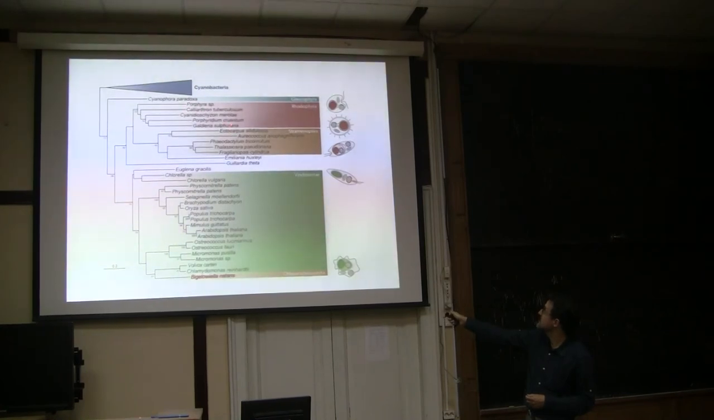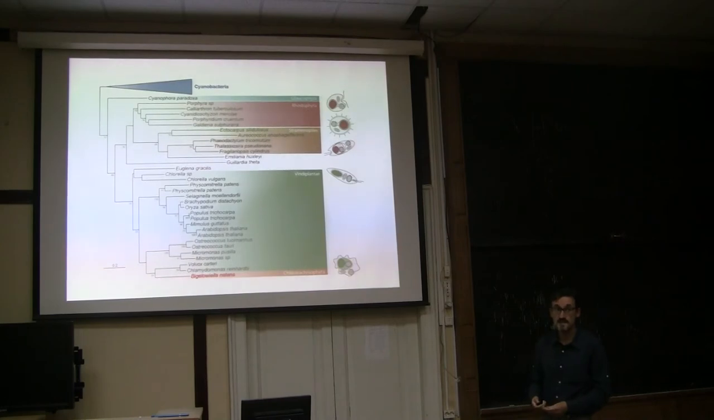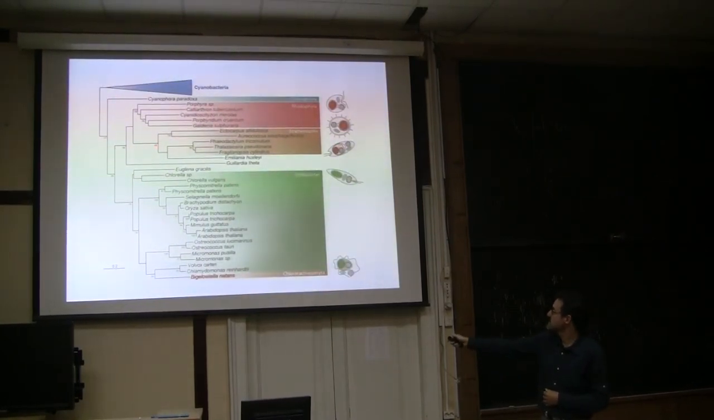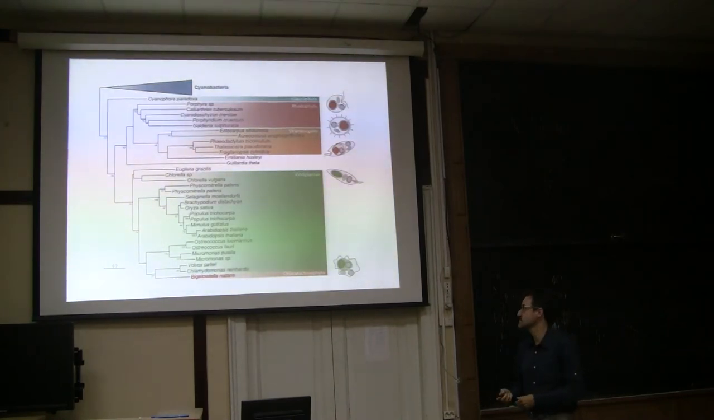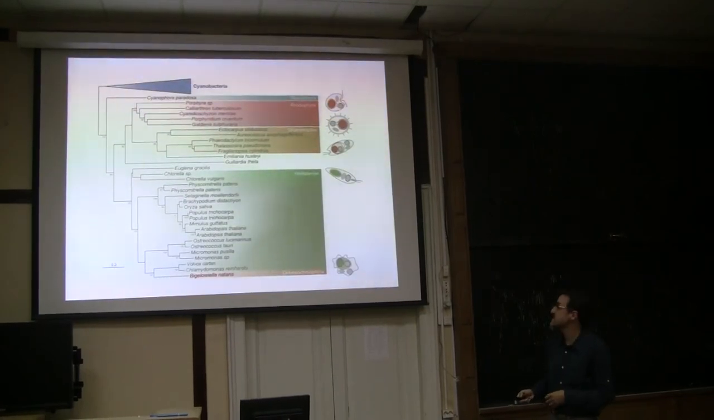closely related to rhodophytes, as expected, because all these groups contain plastids that are of red algal type, and euglenoids and chlorarachniophytes related to green algae, which is expected because these two groups contain plastids that are of green algal type. So this is what you expect to see in phylogenetic trees of endosymbiotic gene transfer genes.